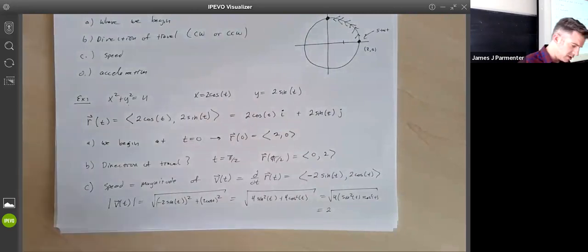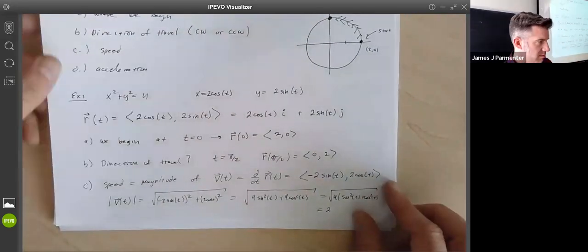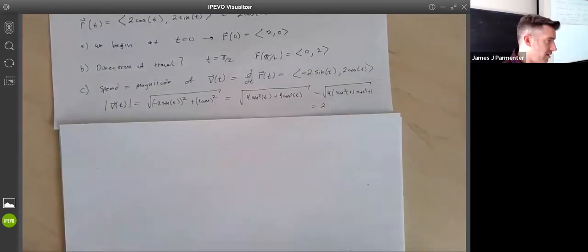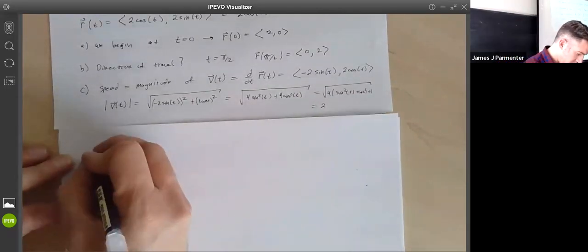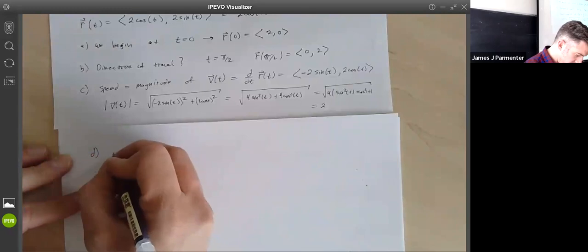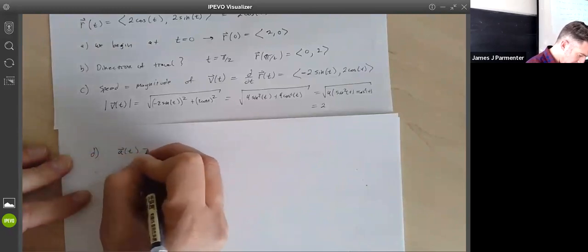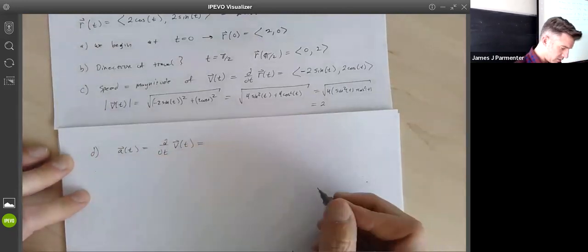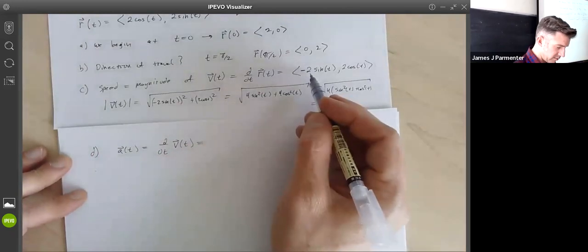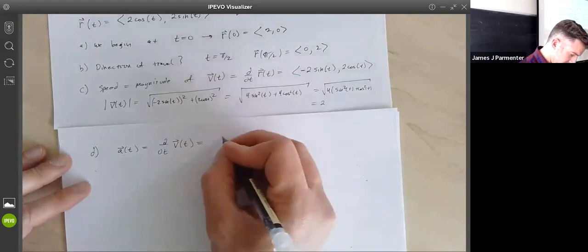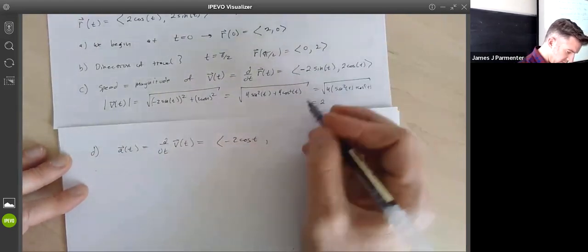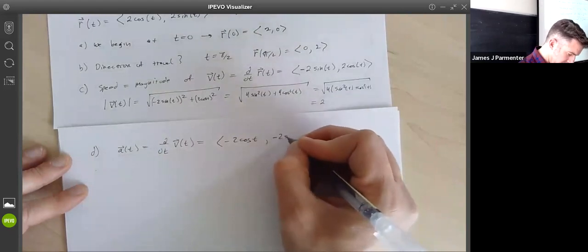And then what about acceleration? Well, just like in regular math, regular physics, acceleration is the derivative of velocity. So the acceleration vector is the derivative of the velocity vector, which is equal to, let's see, derivative of -2 sine t is -2 cosine t, and the derivative of 2 cosine t is -2 sine t.